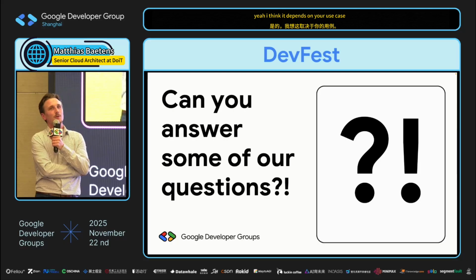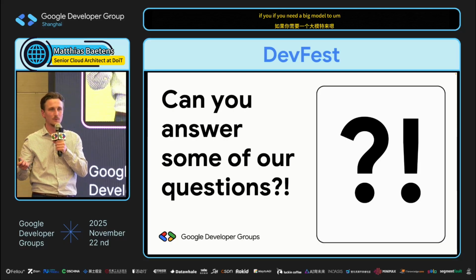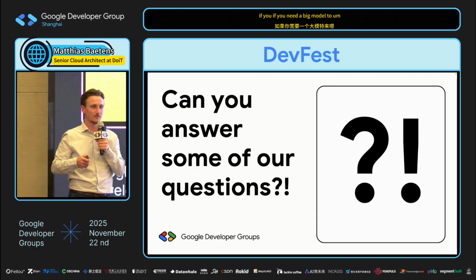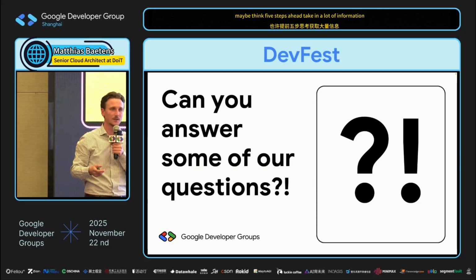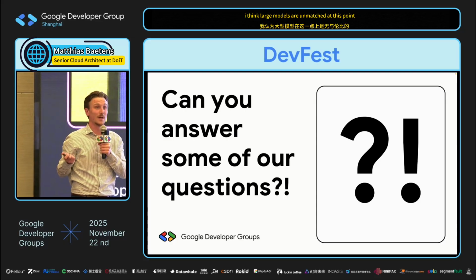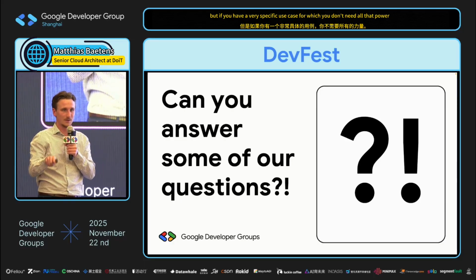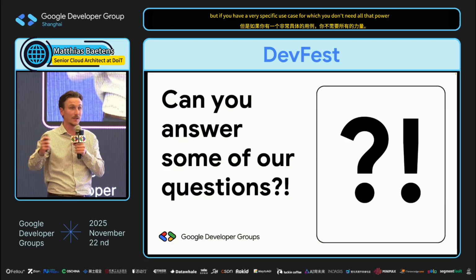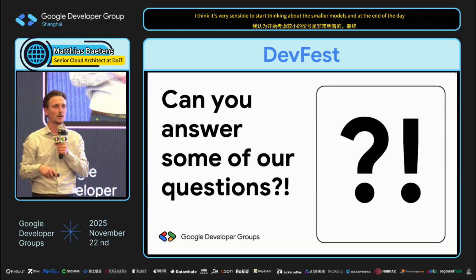Yeah, I think it depends on your use case. If you need a big model to maybe think 5 steps ahead, take in a lot of information, I think large models are unmatched at this point. But if you have a very specific use case for which you don't need all that power, I think it's very sensible to start thinking about the smaller models.